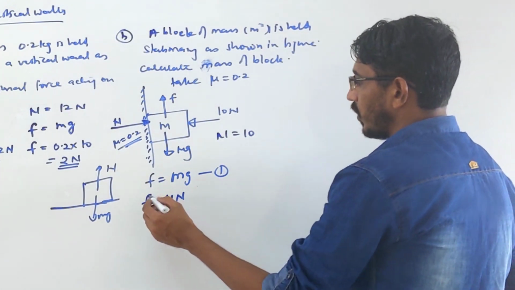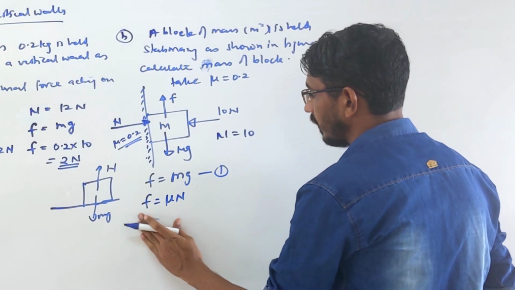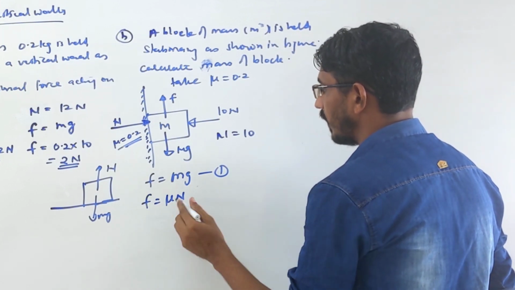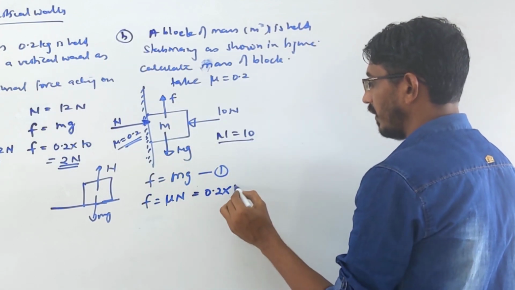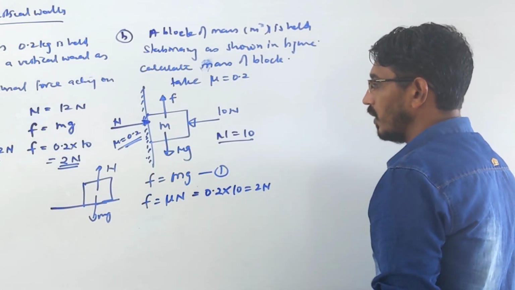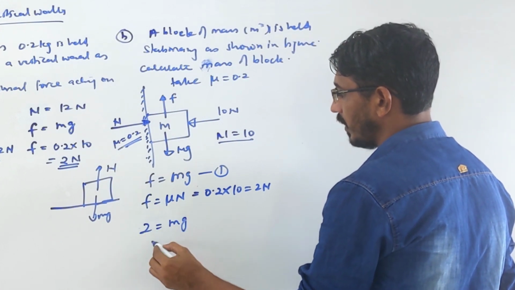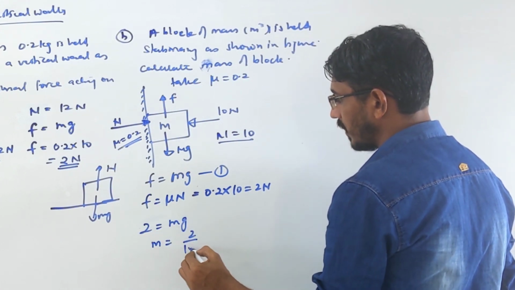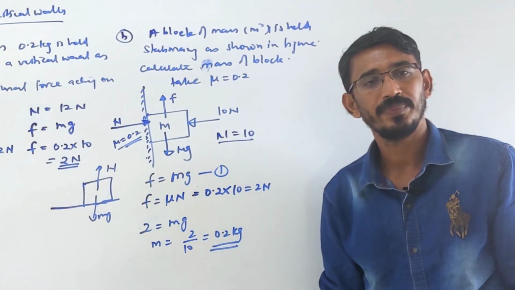Okay, so we want to find F is equal to mu into N. So let's calculate this. Mu is given 0.2 and N is equal to 10. So this becomes 2 Newton. So this is the frictional force that you can put in this equation. 2 is equal to m into g, or m is equal to 2 by g, which is 2 by 10, means 0.2 kg. That's the mass of this block, right.